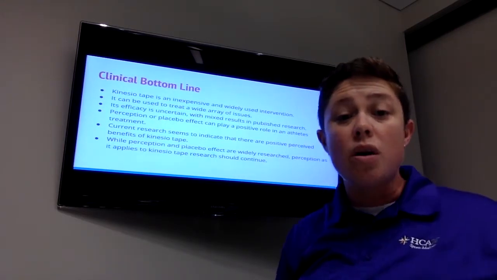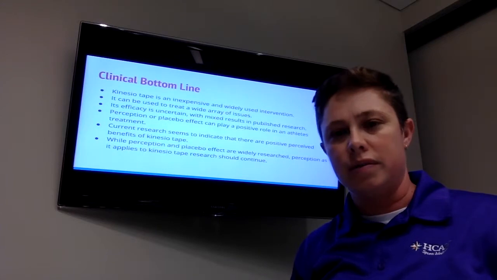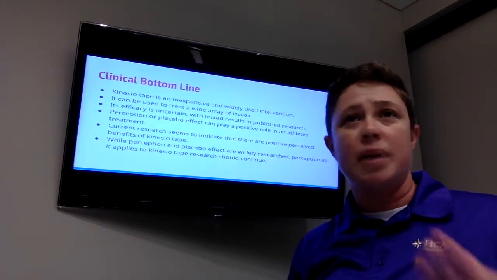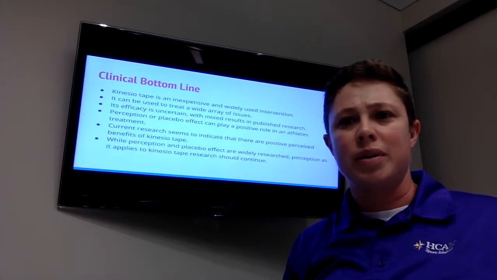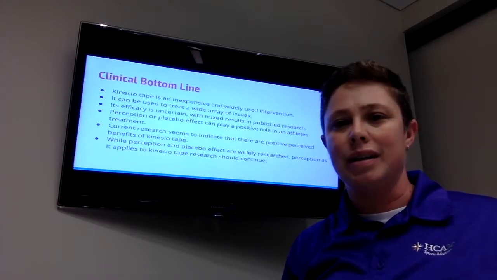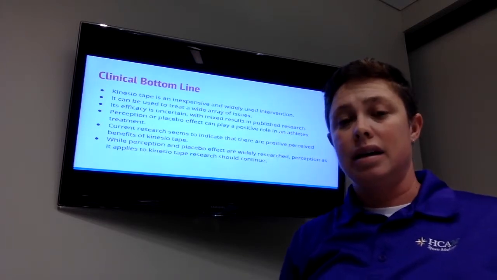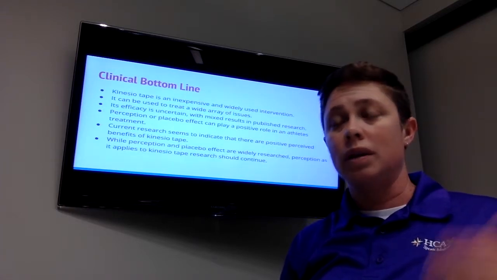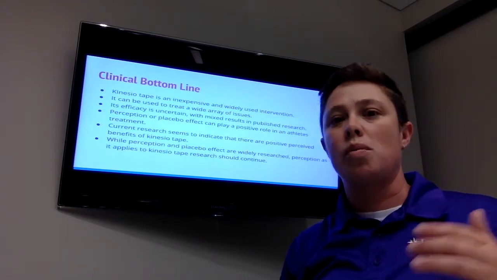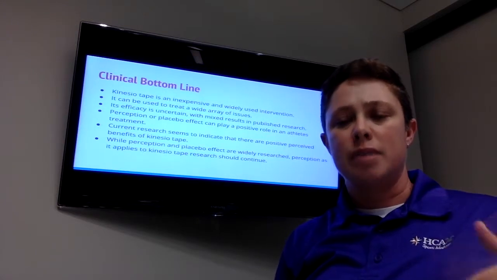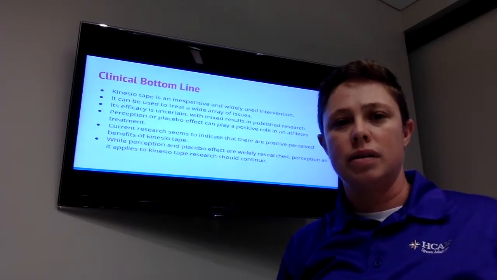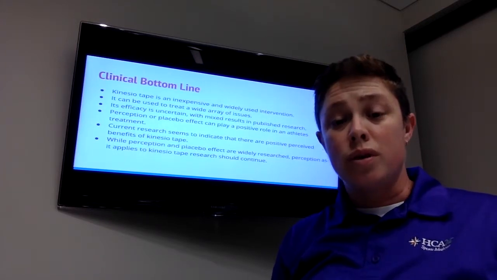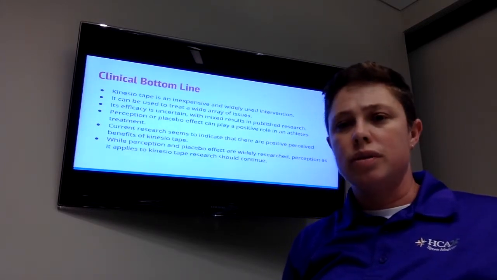Well, we know that kinesiotape is an inexpensive and widely used intervention. I think over the past 10 years, this has become more and more popular. Since its first appearance, I think, in the Olympics in '88, we have seen more and more elite athletes and far more lower-level athletes, semi-pro, college, and high school-level athletes starting to use this. It can be used to treat a wide variety of issues.